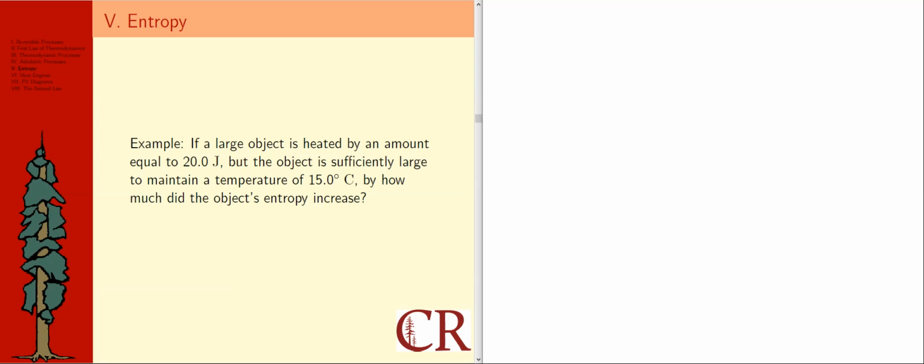If a large object is heated by an amount equal to 20 joules, but the object is sufficiently large to maintain a temperature of 15 degrees Celsius, by how much did the object's entropy increase? Now, the formula we have for entropy change is delta S is equal to Q over T.